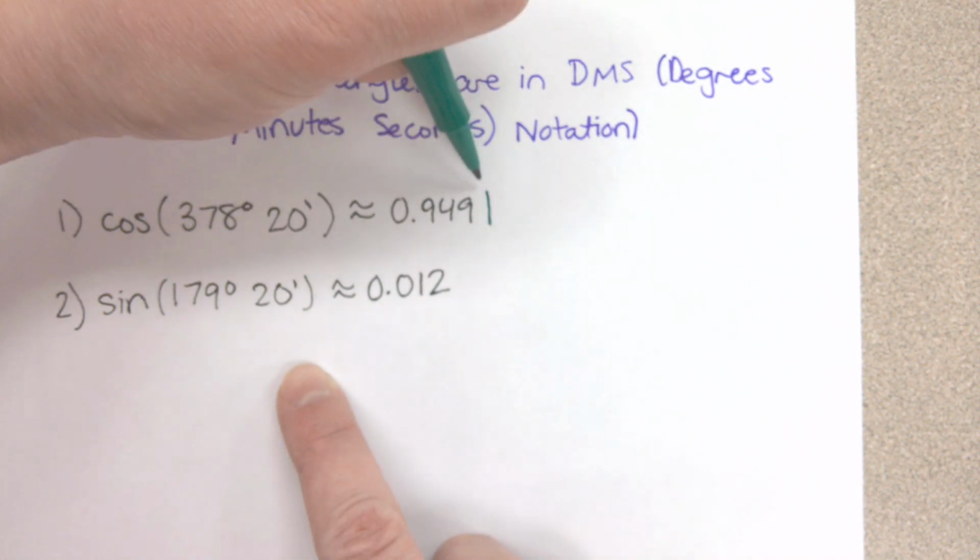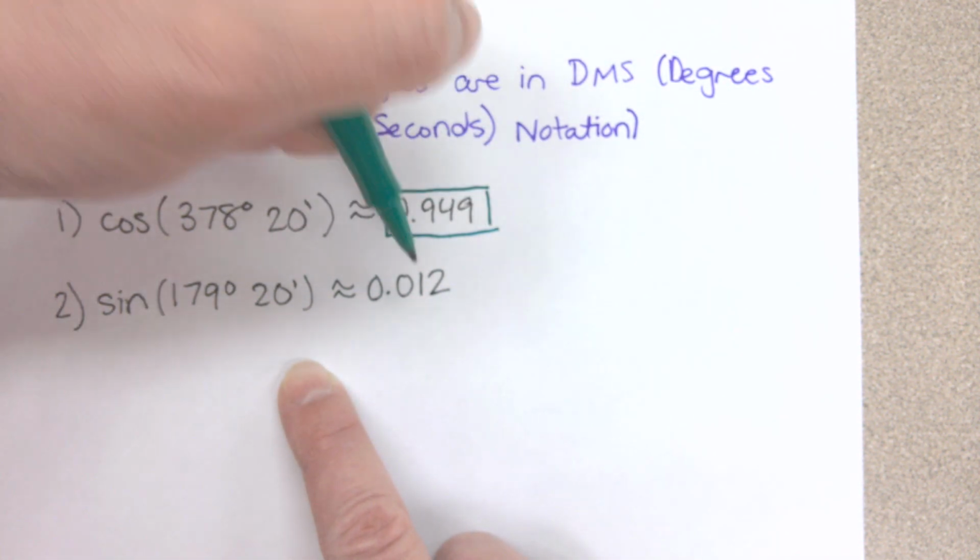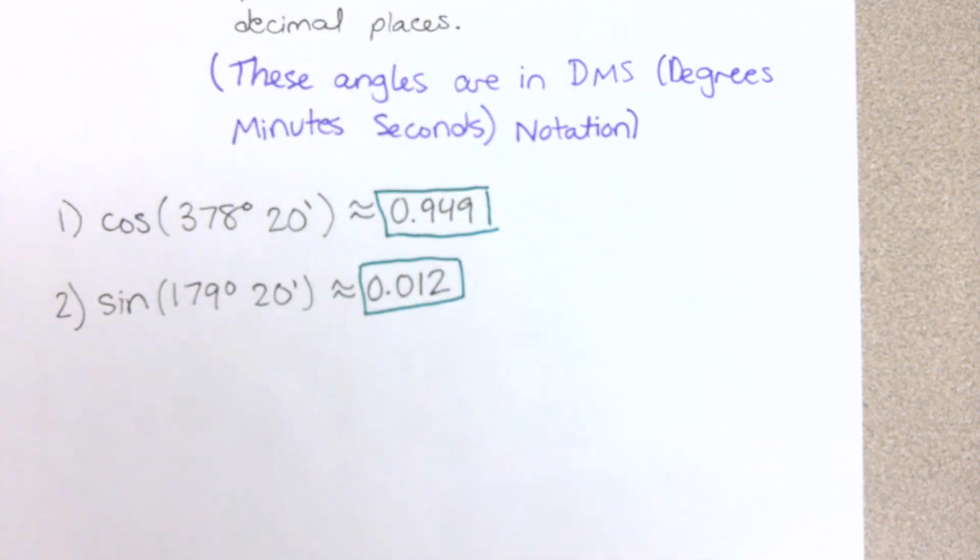So finding them with the calculator, pretty straightforward. You just have to know where the buttons are. And that is all we have time for today. We'll do some higher level examples later.